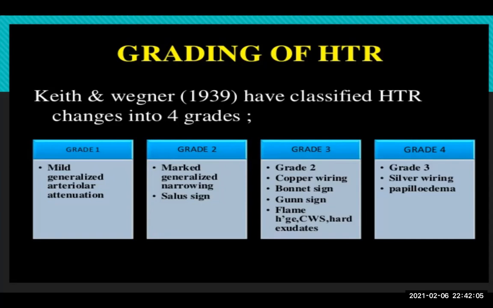Grade 1, mild generalized arteriolar attenuation. Grade 2, there is marked generalized narrowing with Salus sign. Grade 3, copper wiring, bonnet sign, Gunn sign, flame hemorrhages, cotton wool spots, and hard exudates. And grade 4, finally, in addition to the previous findings in grade 3, the silver wiring, not copper wiring, silver wiring and papilledema.